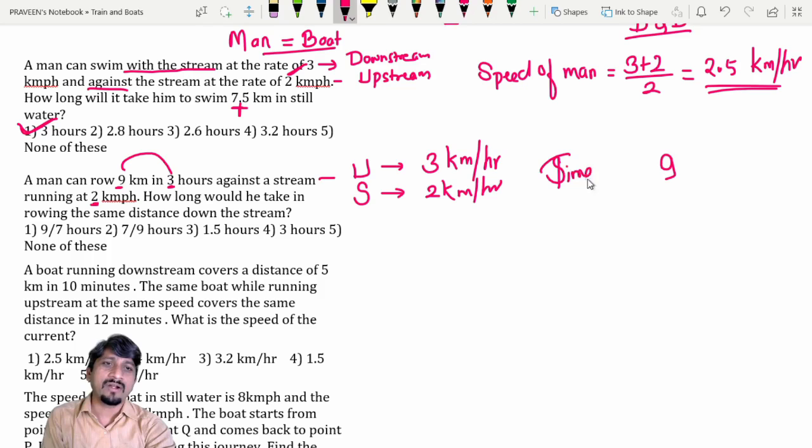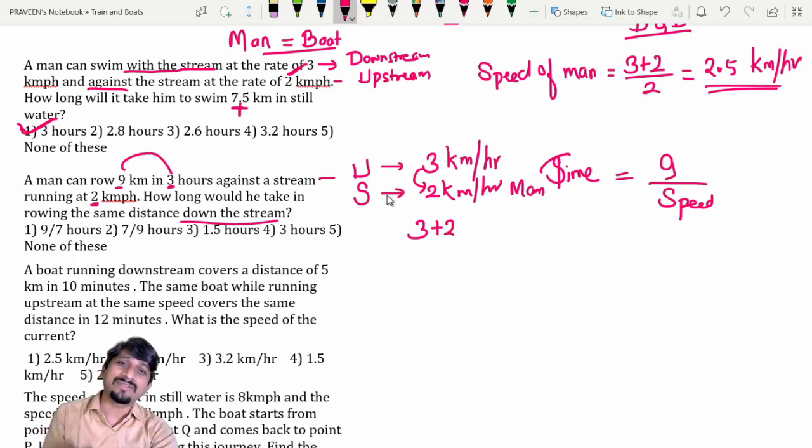Time is equal to what? Time is equal to distance, 9 km, upon the speed we need. What is the speed? Down the stream means downstream. Downstream means what? So this is 3 km, plus you add, you will get the speed of the man. 3 plus 2. Upstream speed plus stream speed is equal to speed of the man.